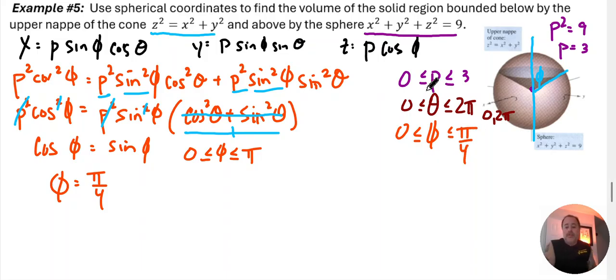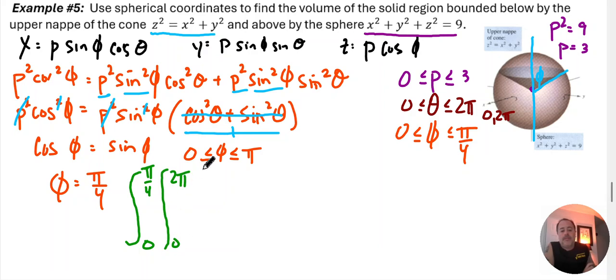All right. So we've done what we had to do here. And now we're going to look at our bounds, and we're going to write those out. So I'm going to write down from 0 to pi over 4 for phi. We're going to do 0 to 2 pi for theta, and then 0 to 3 for rho.